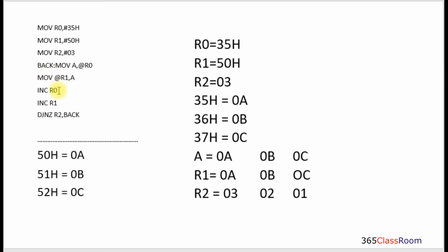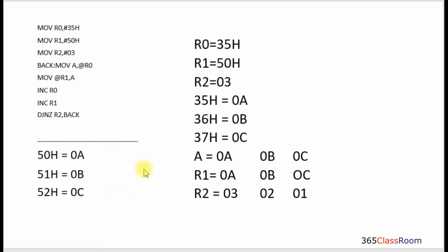Then increment R0, increment R1. Decrement jump on non-zero. Here R2 becomes 0, 0. 0, 0 means there is no value. Decrement jump on non-zero, R2 becomes 0. R2 becomes 0 means the program is ended.